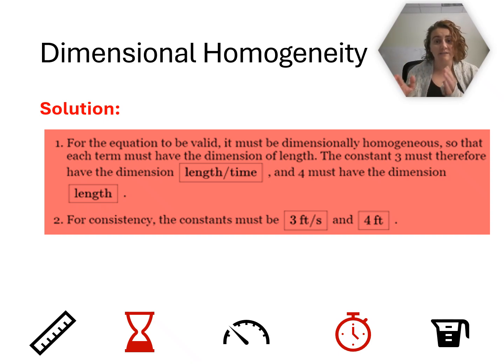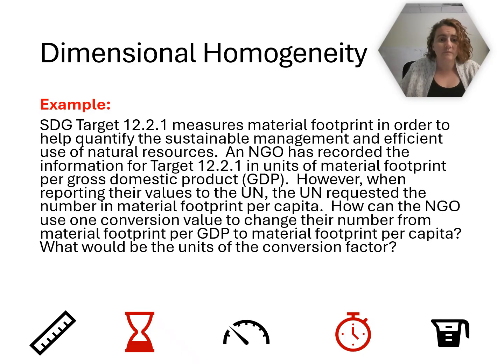So each set of variables on one side of the equation, if you're adding or subtracting, needs to have the same units so that they can be added and subtracted, but they also need to be the same unit as what's on the other side of the equal sign. And that's all that dimensional homogeneity really means. So let's do one more example of this. Again, I recommend pausing it, trying it for yourself, and then seeing if it makes sense to you.